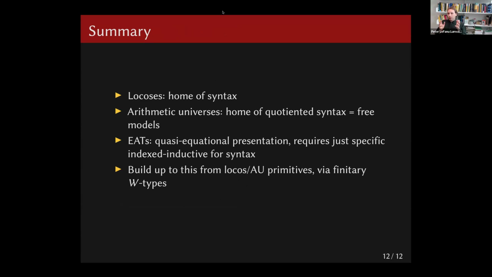and especially the quasi-equational presentation very much reduces how many layers of inductive types are needed to go through the presentation. And by building up gradually using the organization of inductive types and machinery that comes from the type theoretic side, you can build up to this in a fairly modular and organized way to see how to get from the locos or arithmetic universe categorical primitives to general finitary W types, and hence your free models of your essentially algebraic theories.